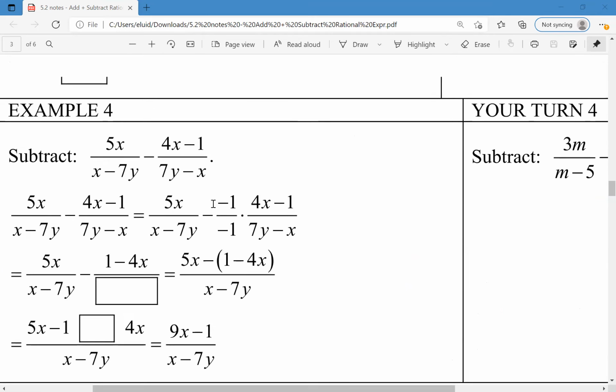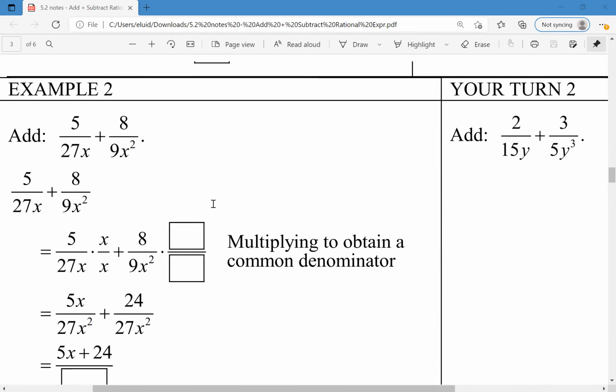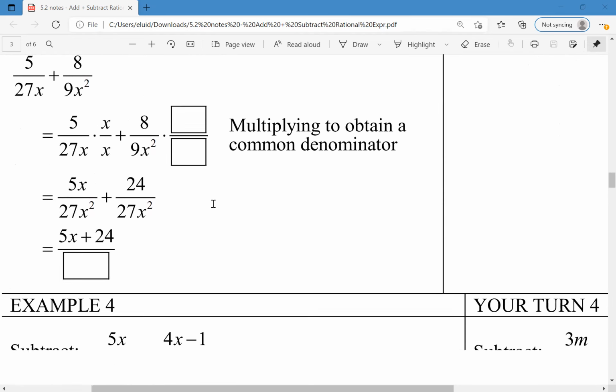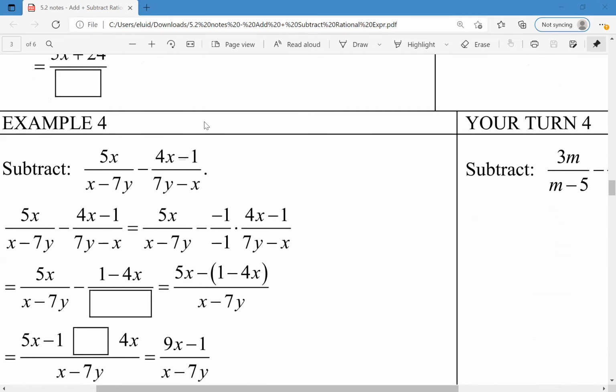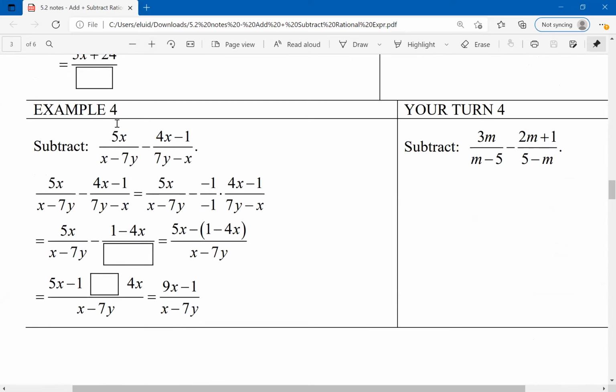Example 4. It doesn't look like we skipped a number, and that was intentional, trying to hit the highlights and the important parts, maybe without totally overdoing it. So yes, it looks like I did skip over an example, and we're going to do example 4, not 3. Okay, this one is a subtraction problem: 5x over x minus 7y, minus 4x minus 1 over 7y minus x.